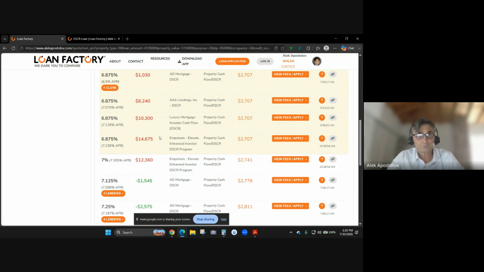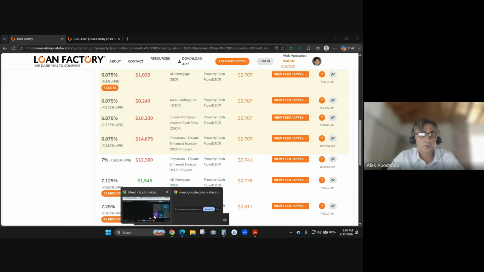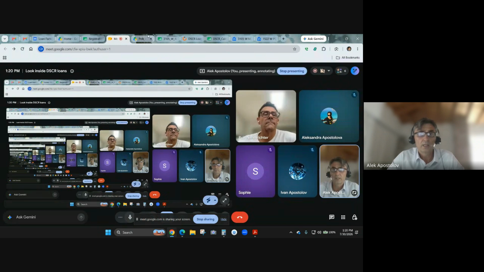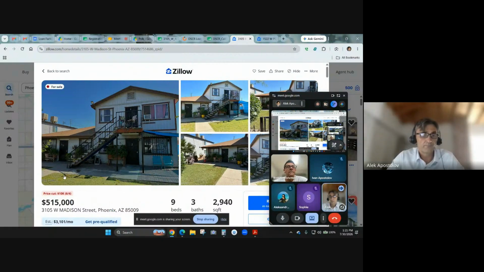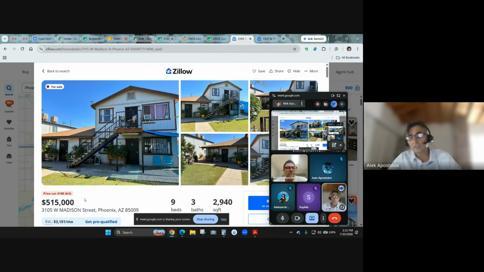So let's go ahead and take a look at some real life scenarios, and then we'll come back to this window and see how much that will cost. I want to show you a couple of properties that are located in the Phoenix area and are actually for sale right now, that we can use as a case study to see how it would work with these DSCR loans. For example, this one at 3105 West Madison Street has been for sale. It just got a price cut. Now, we're not advertising the property. We just want to see how this will work if an investor wants to purchase.